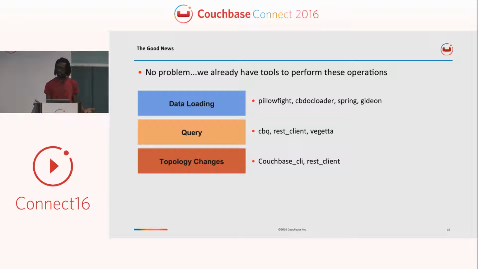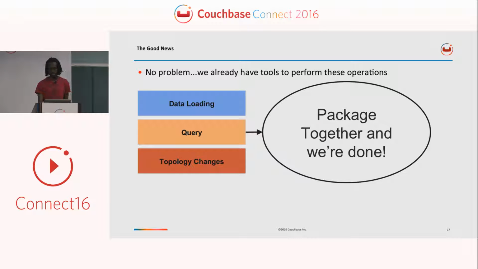So from the outset, when it comes to building a test framework, we've had enough tools created within the Couchbase ecosystem to say, well, that's not a problem. We can just pull all of the components together, like Pillowfight for data loading and CBQ for querying, and use Couchbase CLI for topology changes. So it would seem as if we could just take everything together. It's not a problem. Just package all the tools together and spit out a framework and just start testing with all of the requirements.